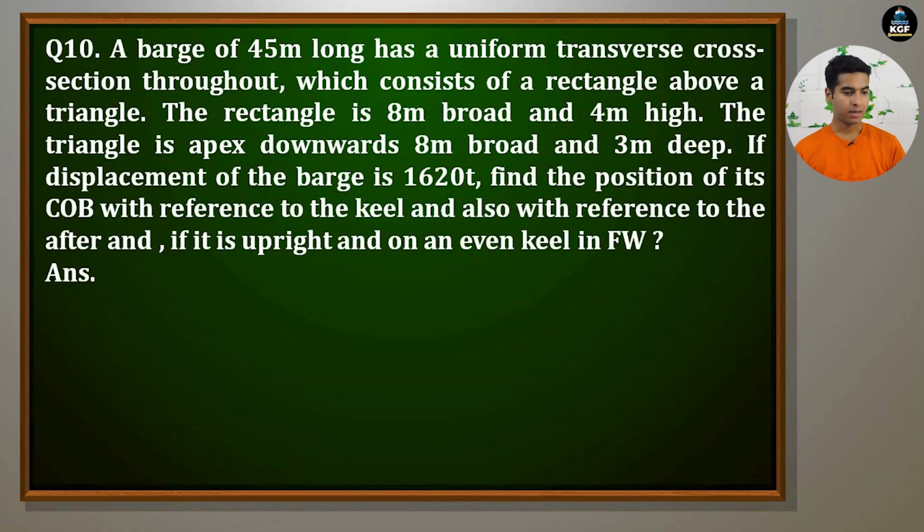Question 10 says that a barge of 45 meter long has a uniform transverse cross section throughout, which consists of a rectangle above a triangle. The rectangle is 8 meter broad, 4 meter high. The triangle is apex downwards, 8 meter broad and 3 meters deep. Okay. If displacement of the barge is 1620 tons, find the position of its COB with reference to the keel and also with reference to the after end, if it is upright and on an even keel in fresh water.